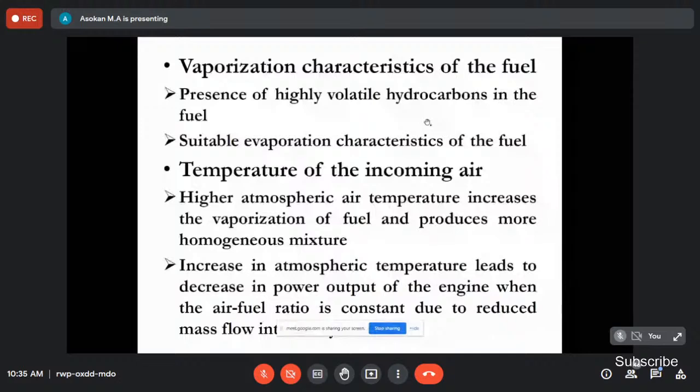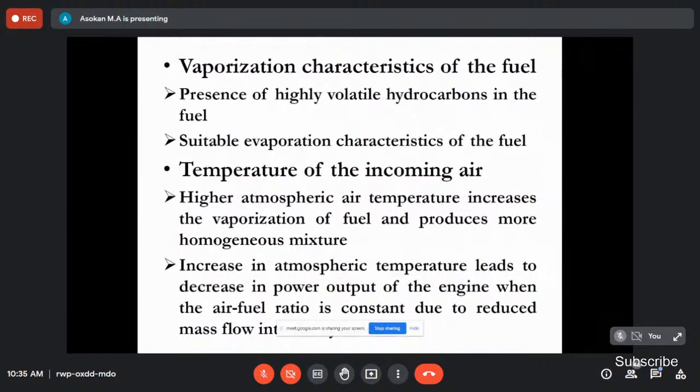And the temperature of the incoming air. A higher air temperature increases the vaporization characteristics, so the fuel is more volatile. But increasing the atmospheric temperature leads to a decrease in the power output of the engine, because at constant pressure the air mass flow is reduced. Correct? Increasing the atmospheric temperature makes the mixture lean, and then automatically the power output decreases. That is one of the drawbacks.